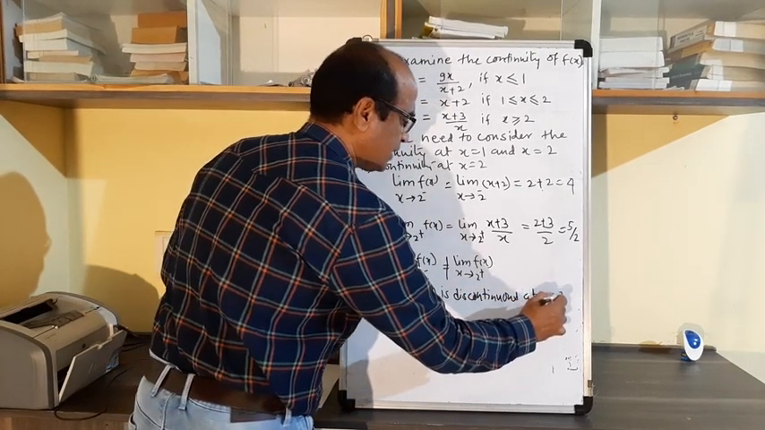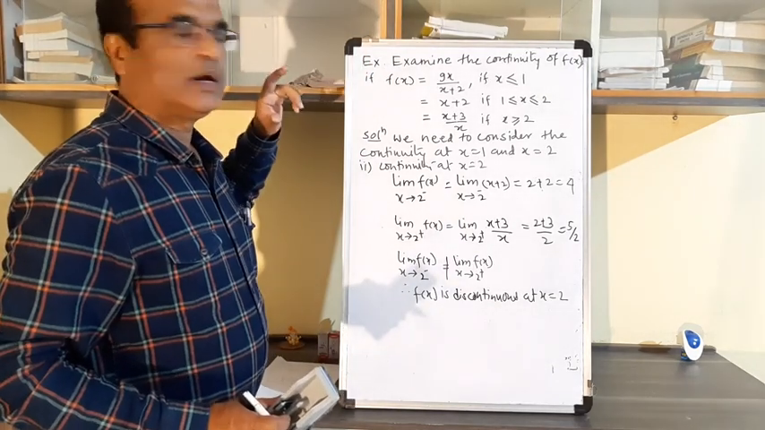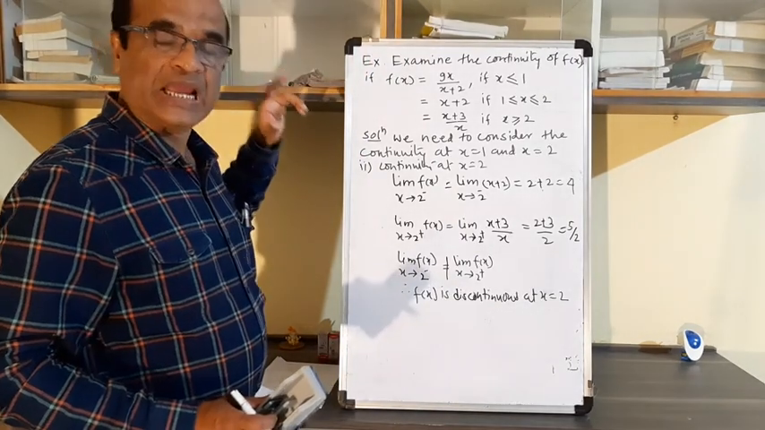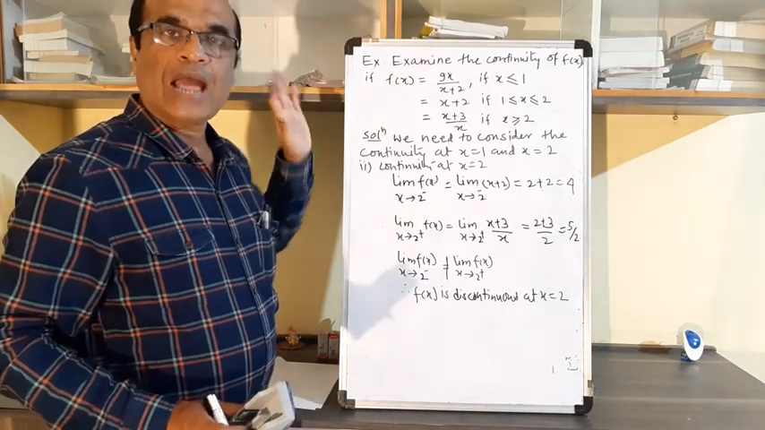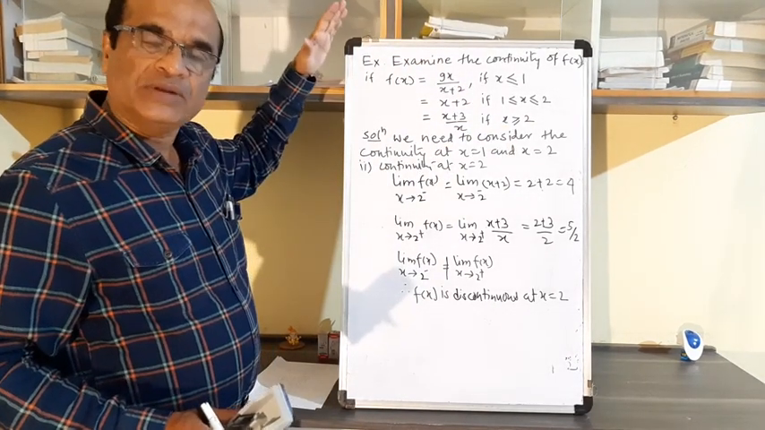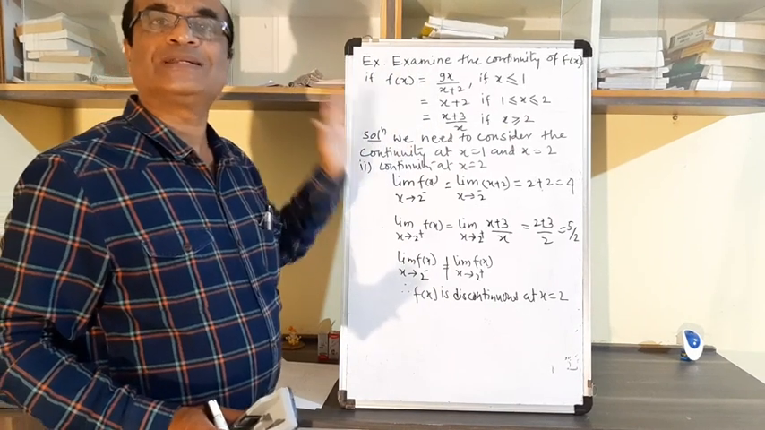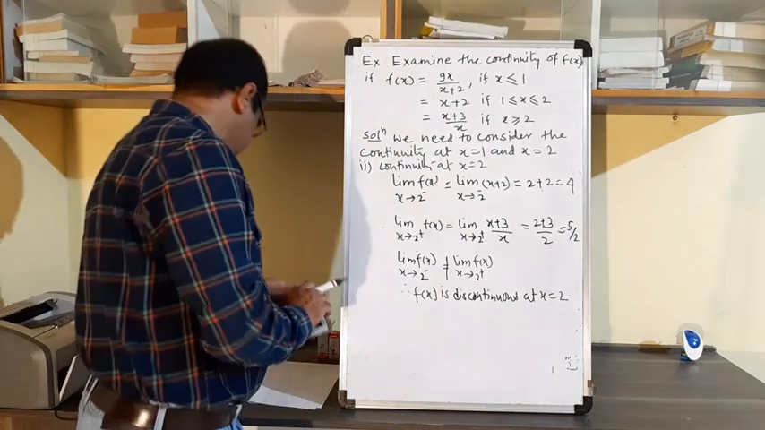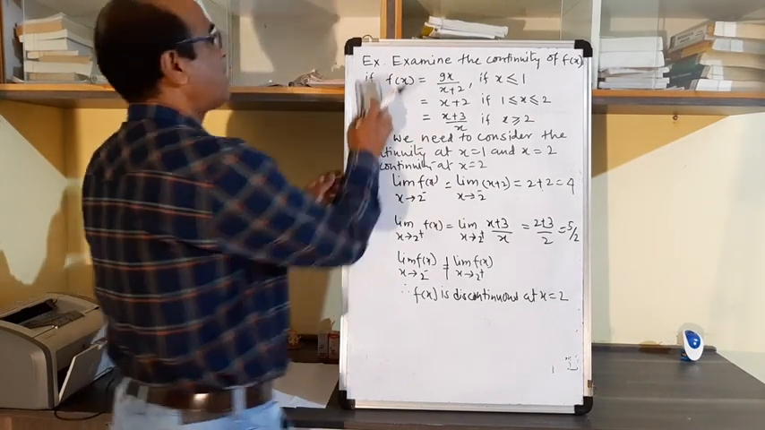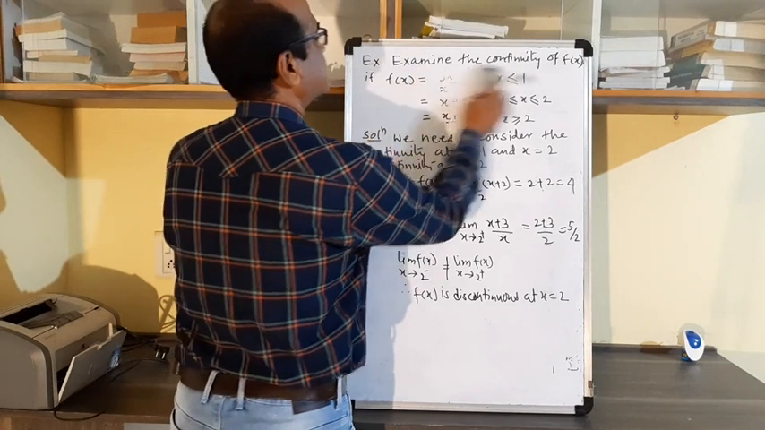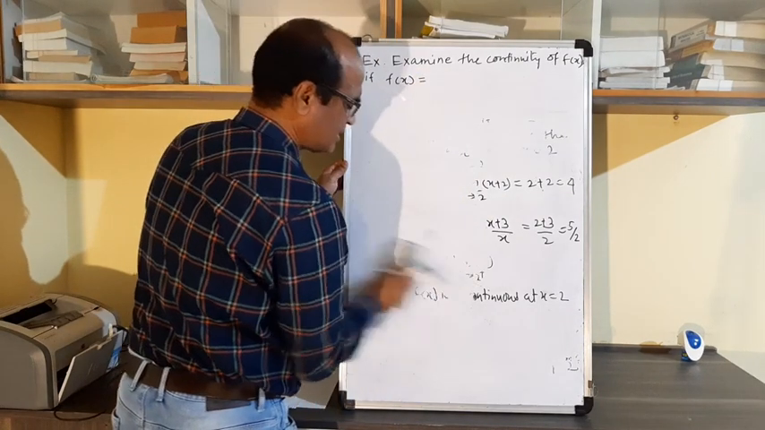So this is a very simple example. How to check the continuity of the function? We need to check the continuity at x is equal to 1 and x is equal to 2. At x is equal to 1 the function is continuous, and at x is equal to 2 the function is discontinuous. Okay, so we take another very simple example: examine the continuity of f(x).